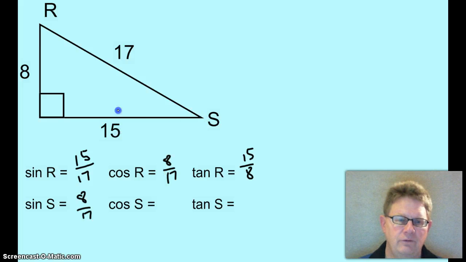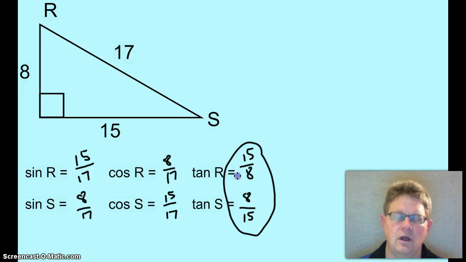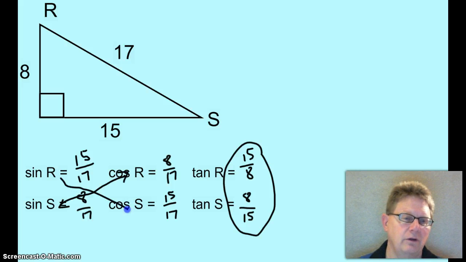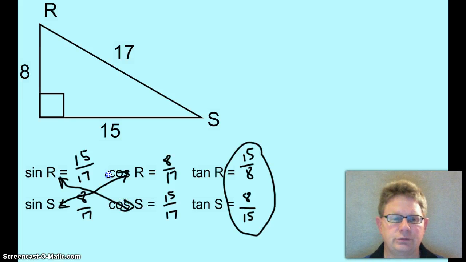Cosine 15 over 17. And the tangent of s, 8 over 15. Notice again that these two are reciprocals of each other. Hey, did you also notice that the cosine of one angle equals the sine of the other acute angle? It always works that way. And you'll talk about that more next year in trig class, how that actually happens.